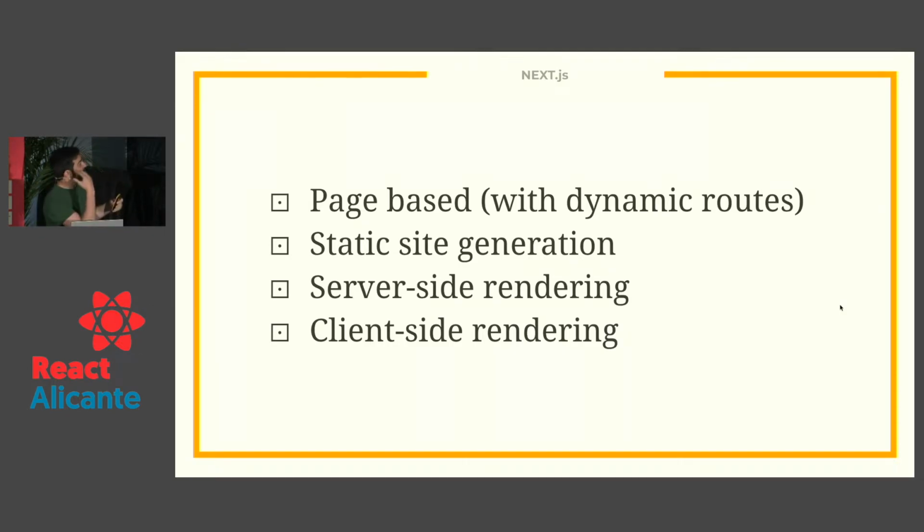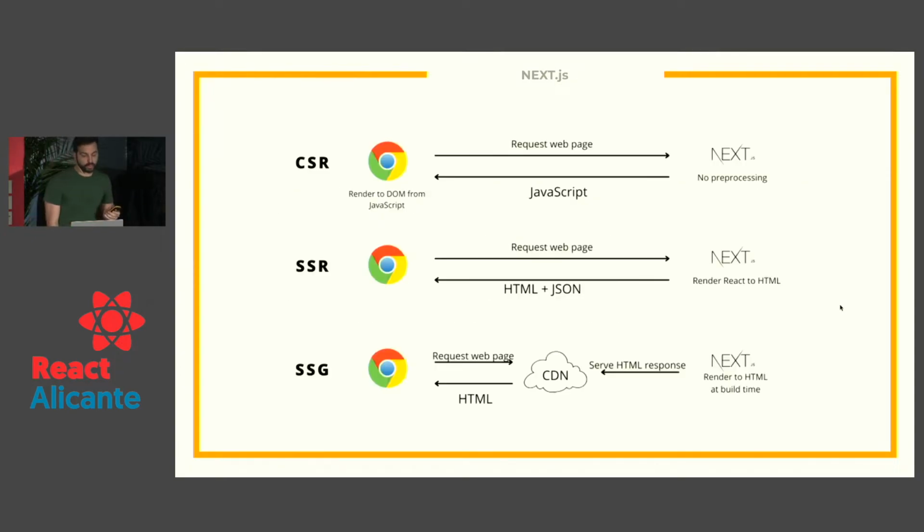So we can use static site generation, we can use server-side rendering in the case that we want to generate the content on the server, or we can also use client-side rendering in the case that we want to rely on the client to generate the content that we want to display to the users. So if we use client-side rendering, we will request a web page to the server, and the server will return some kind of HTML document with a lot of JavaScript logic that will be the logic that we will use in the user's browser to generate the content that we want to display to them.